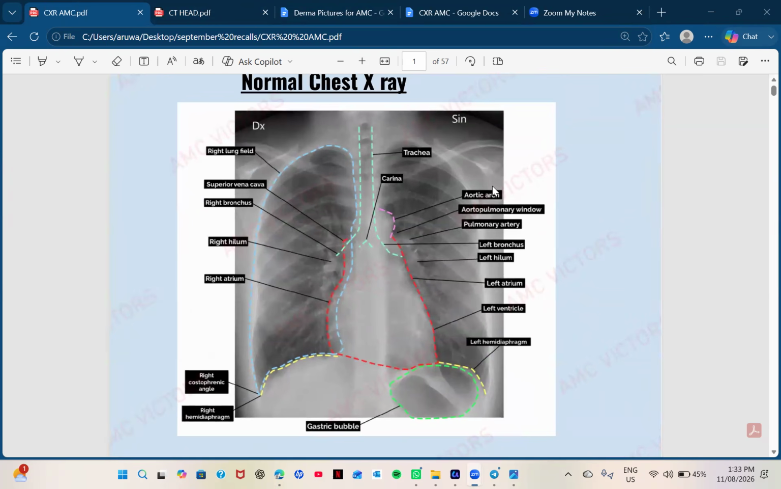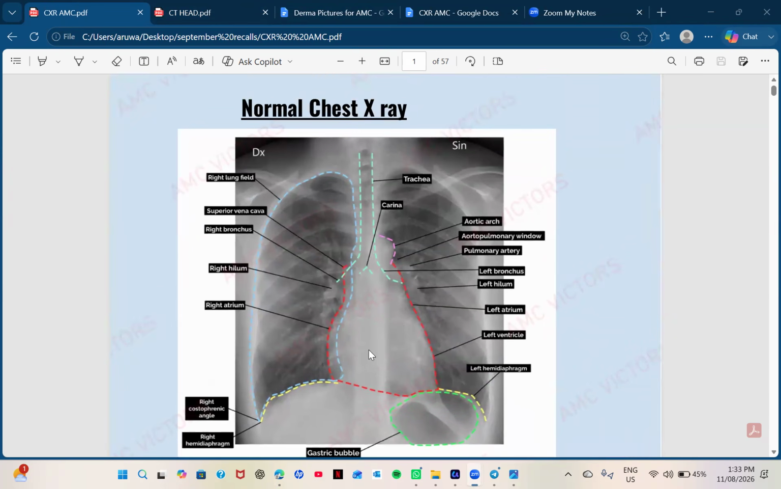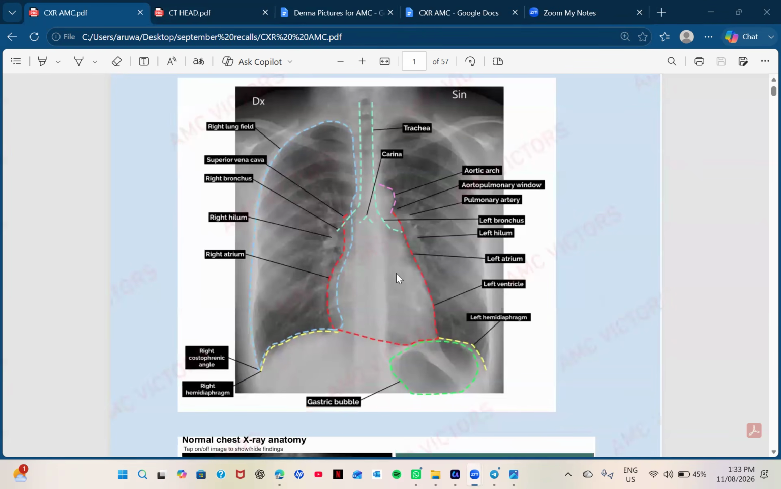So you all know how a normal chest X-ray looks, right? This is the way it is presented. Here you can see the heart, and here the aortic arch. Here the trachea, and here the right lung field and the left lung field. Here the superior vena cava and the right bronchus. Here the trachea, then the right bronchus, and here the left bronchus. On this side you can see the right atrium. And here the hilum, the right hilum and the left hilum, because these are very important.